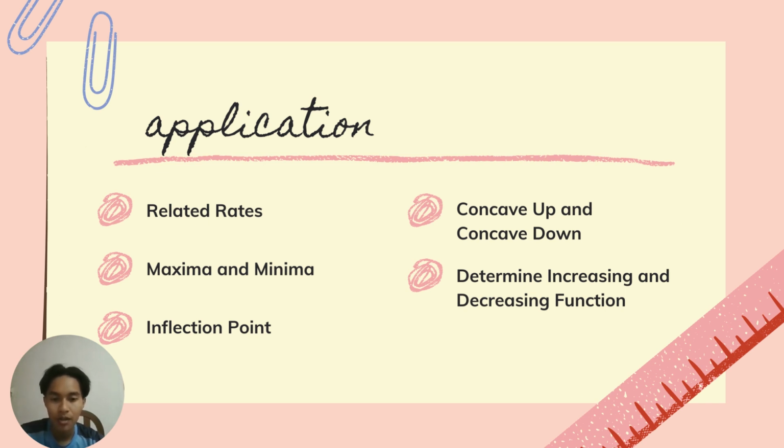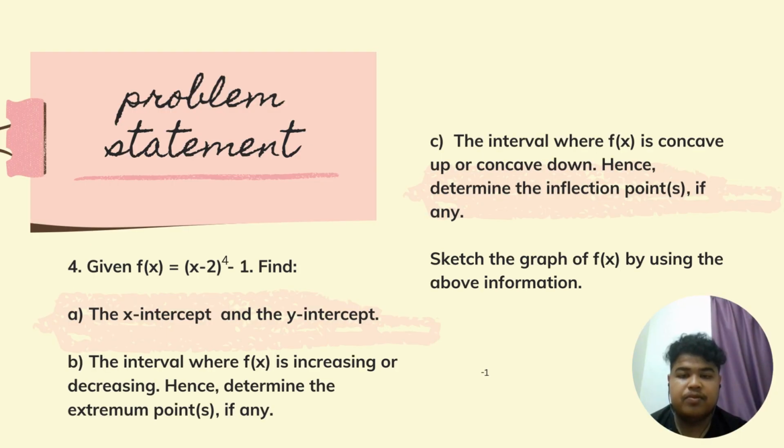then inflection point, concave up and concave down. Okay, for the problem statement, given f(x) equals (x minus 2) power of 4 minus 1. Find A, the x-intercept and the y-intercept. B, the interval where f(x) is increasing or decreasing. Hence, determine the extreme of f(x). C, the interval where f(x) is concave up or concave down. Hence, determine the inflection point if any. Sketch the graph of f(x) by using the above information.